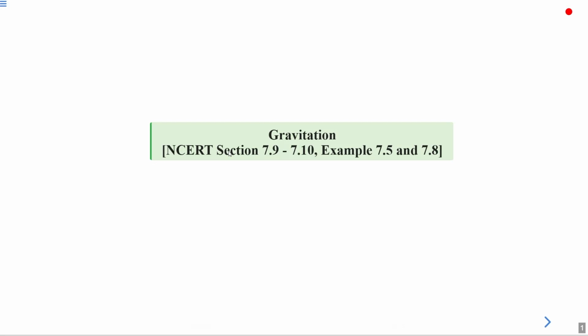Hello students, in today's lecture we are going to learn about gravitation from NCERT section 7.9 to 7.10, and we will also solve two examples, that is 7.5 and 7.8.